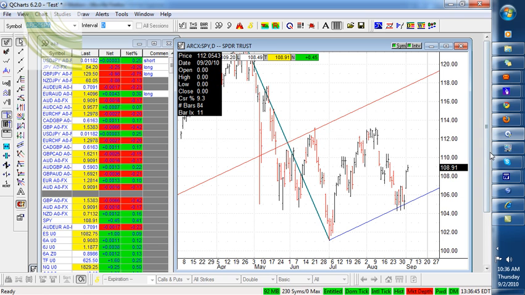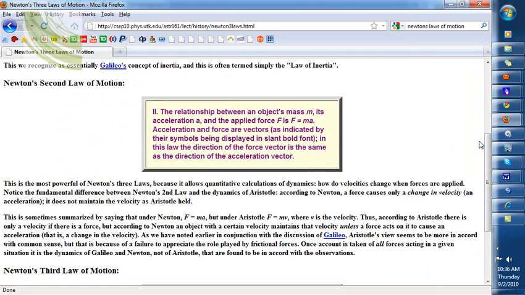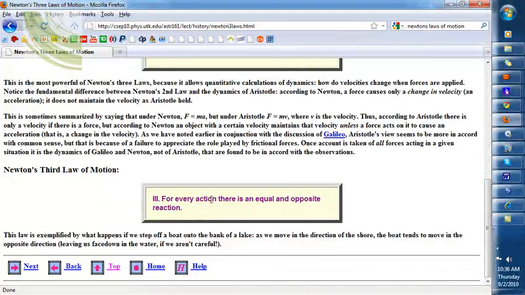Okay, now let's move on to the third law of motion. There we go, the third law of motion. He says for every action there is an equal and opposite reaction. And the analogy that they use here is that when we step off a boat onto the bank of a lake, as we move in the direction of the shore, the boat tends to move in the opposite direction.